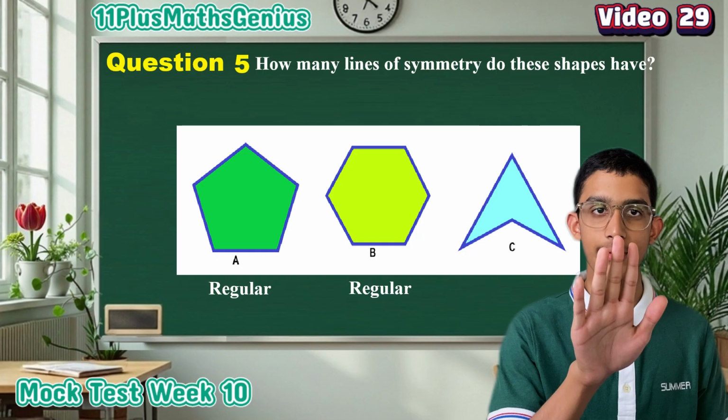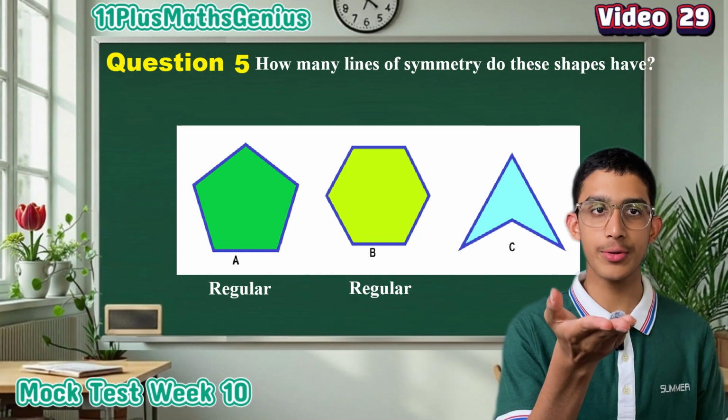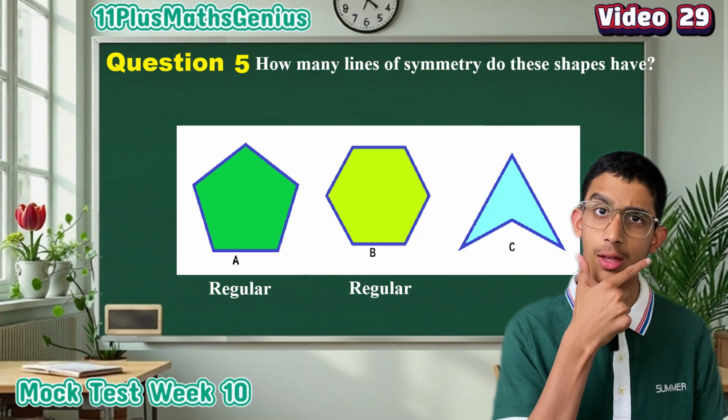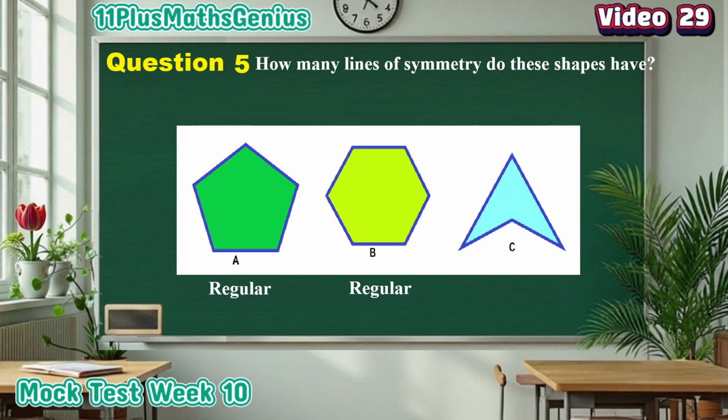Question 5. How many lines of symmetry do these shapes have? We know that in a regular polygon, the number of vertices it has is equivalent to the number of lines of symmetry it has. Now, for shape A, we can see it's a pentagon, and this pentagon has 5 vertices. That means it has 5 lines of symmetry.